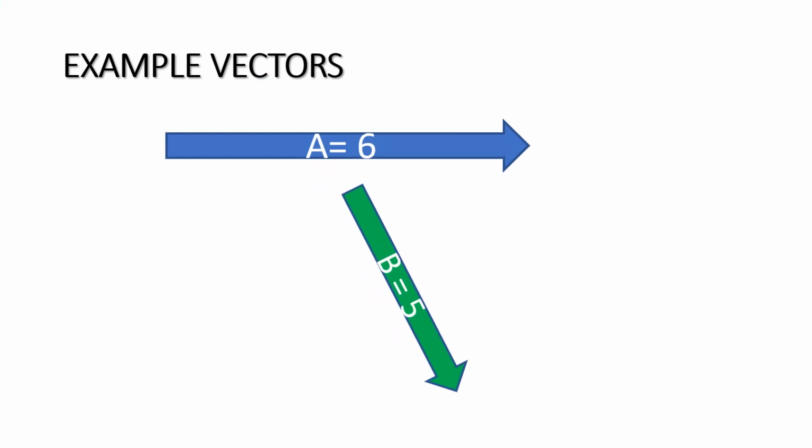The size of these vectors or parties are clearly seen. Party A has 6 million members, Party B has 5 million members. Or you could say force A has 6 newtons, force B has 5 newtons. The directions are also shown. Clearly, they are pointing in different directions.